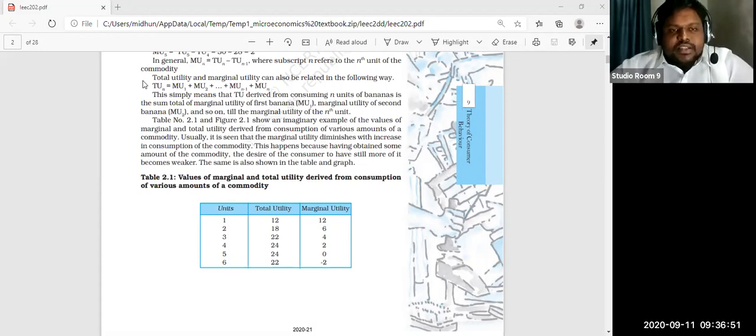This happens because having obtained some amount of a commodity, the desire of the consumer to have still more of it becomes weaker. So if you are purchasing more and more, the desire to purchase the product might reduce. We are discussing some particular product only, not the products we purchase as savings, not related with gold or something like that. Basically here, consumer durables. Example, you purchase a fridge. Anyway, you are not going to purchase a second fridge, third fridge, or fourth fridge for your home. So always that demand, or the desire to purchase that particular product, will decrease.